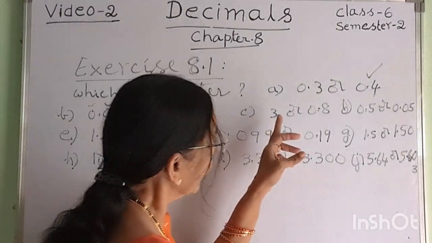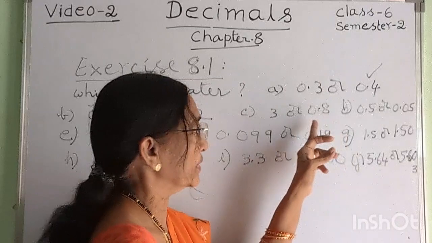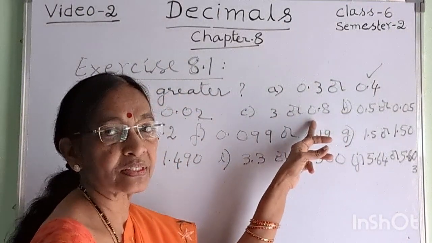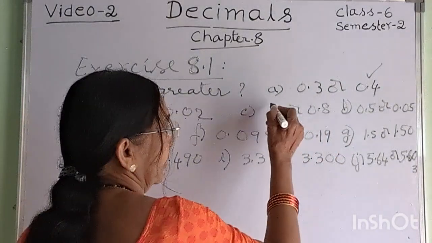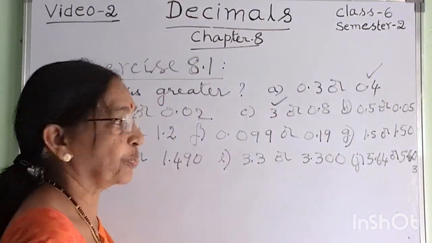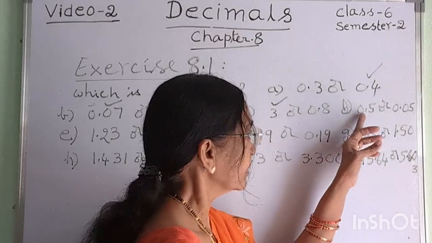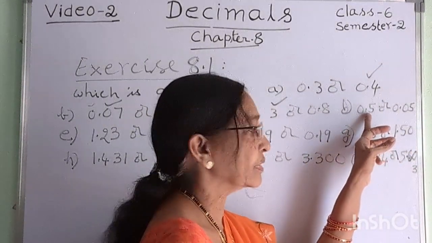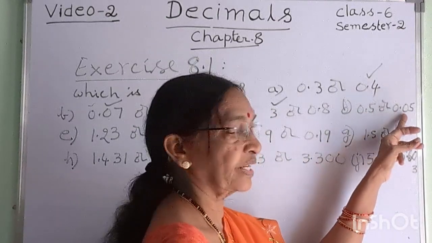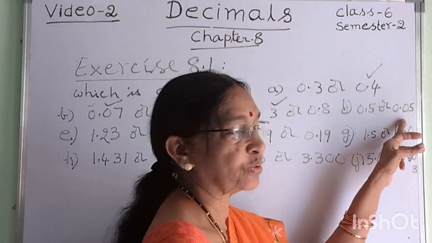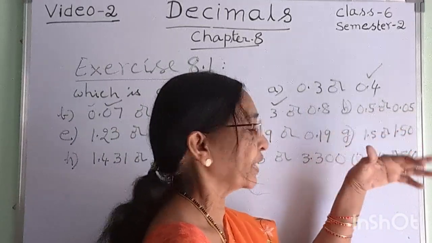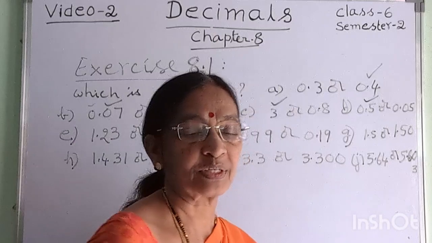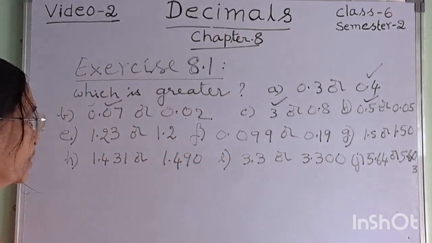Coming to C, 3 or 0.8. Here in the ones place 3, here in the ones place 0. Therefore, 3 is greater than 0.8. D, 0.5 or 0.05. Here in the tenths place there is 5, but here in the tenths place there is 0. So we need not compare the hundredths place. Therefore, 0.5 is greater than 0.05.